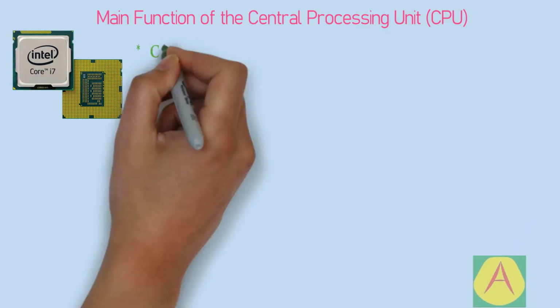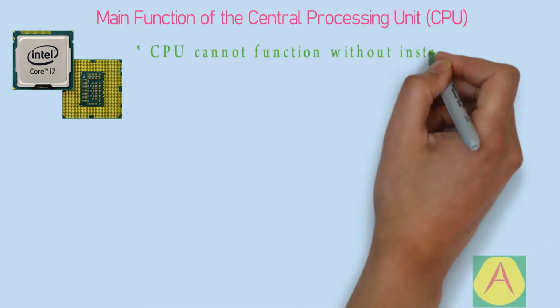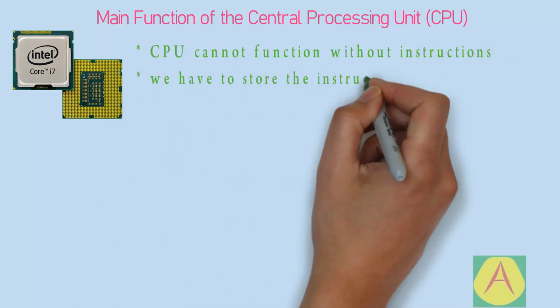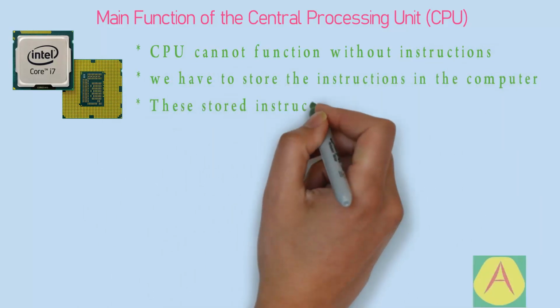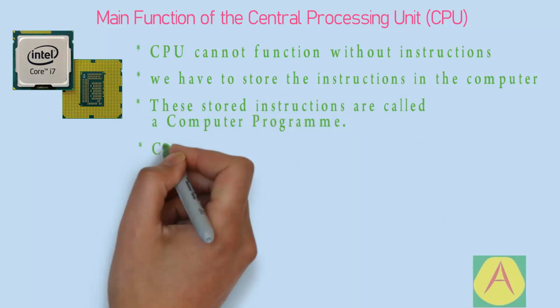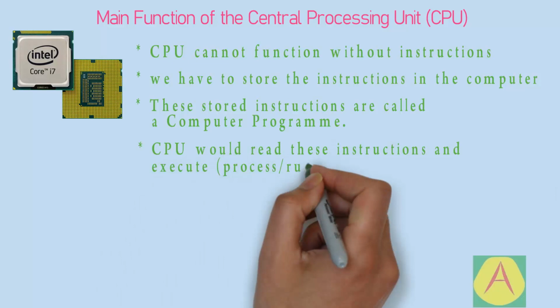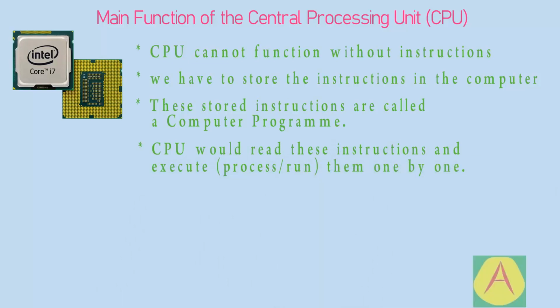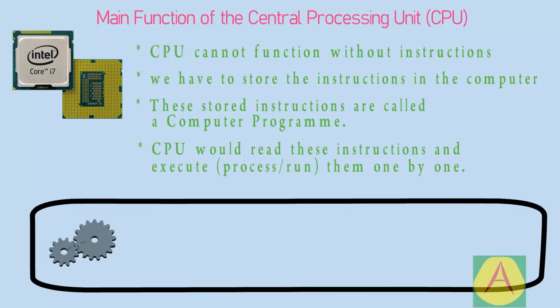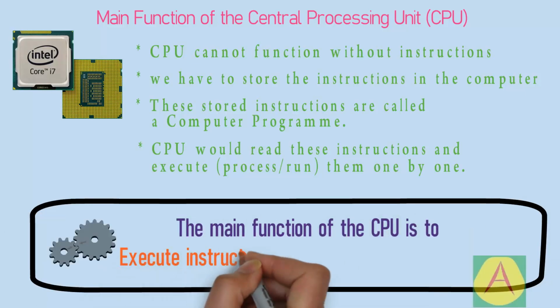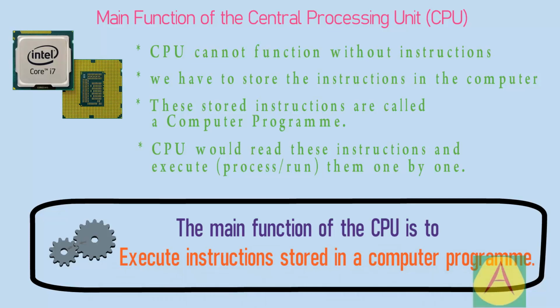We have already seen that CPU cannot function without instructions. We have to store the instructions in the computer. And these stored instructions are called a computer program. So CPU would read these instructions and execute or process them one by one. So from this we understand that CPU does only one thing, that is executing or processing instructions, and these instructions are stored in a computer program. So let's try to answer the question, what is the main function of the CPU? So we can say the main function of the CPU is to execute instructions stored in a computer program.